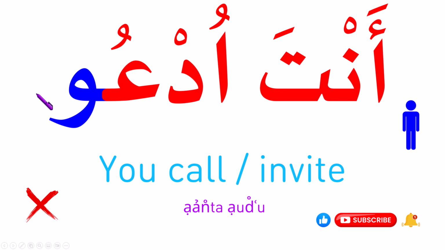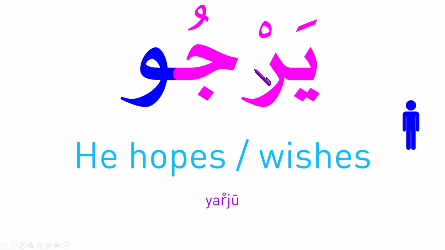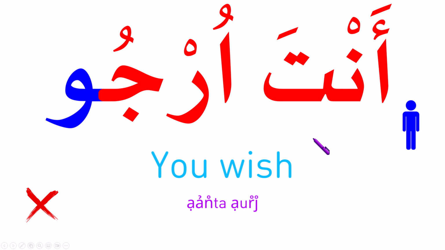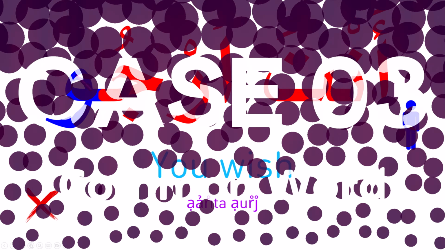أنت أدعو. The second example, the verb يرجو, meaning to wish or to hope in the present tense. When converted into the imperative with the second person pronoun أنت, becomes أنت أرج, meaning you wish, for singular male. And here the letter waw is deleted from the verb because it is in the imperative mood, فعل الأمر, and it will be wrong to write the sentence this way. أنت أرجو. Case number 3.